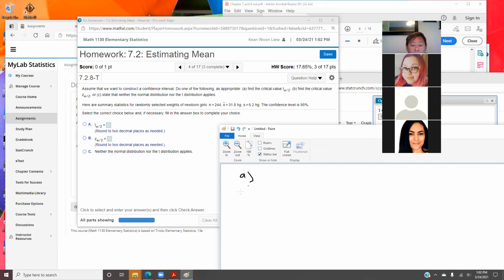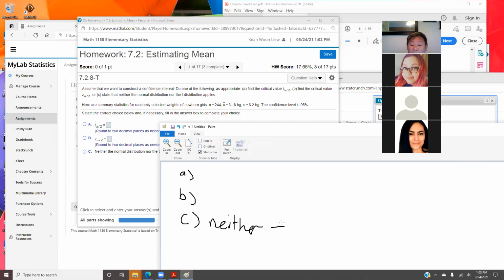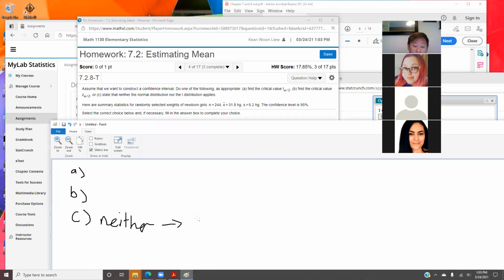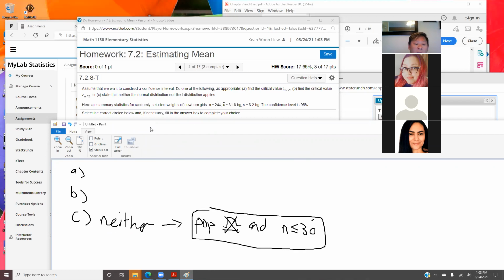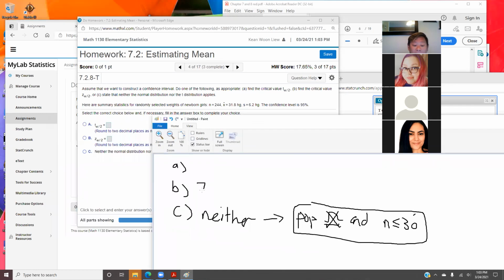First thing first, I'm going to talk about neither. In order for you to pick neither, you did not meet the requirement, meaning your population is not normally distributed and your sample size is less than 30. If you have such a case, then you have to pick neither. In order for us to pick Z alpha over 2, sigma is given to us.